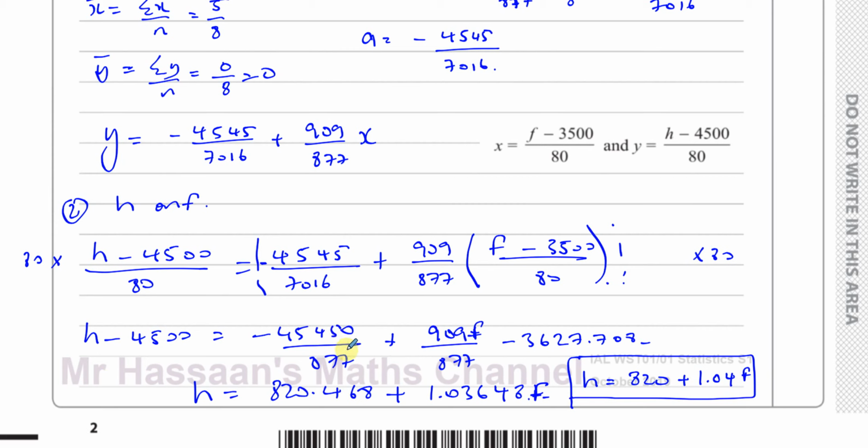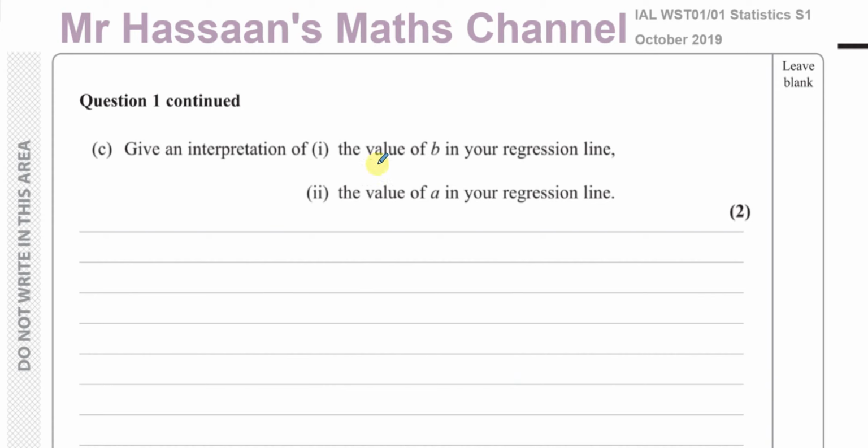What I will do is write these on the next page in more exact value and in this form, because I think we have to use that. It says give an interpretation of the value of B in your regression line. So let's bring over those values. So we have here the regression line equation. Remember, this is h equals a plus b times f. So we can say b is equal to 1.04.